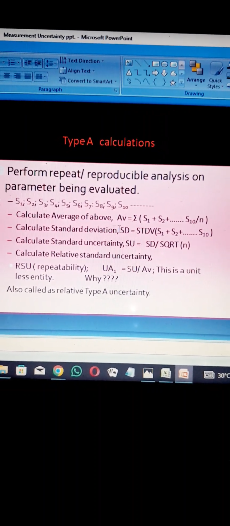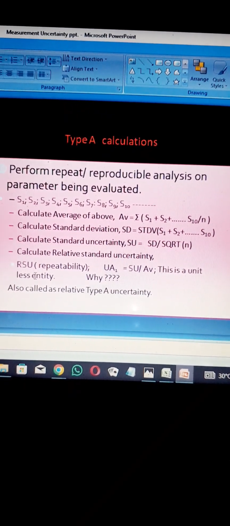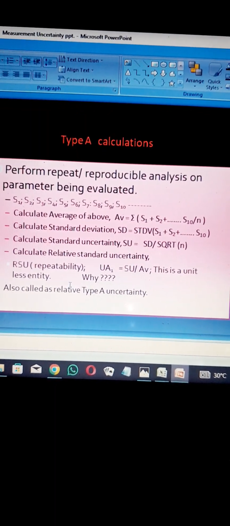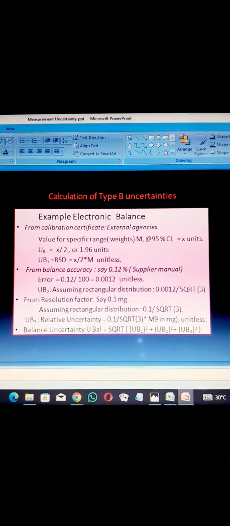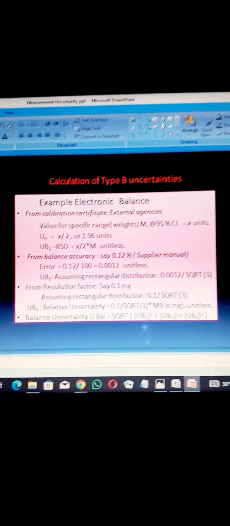Then calculate the standard deviation as per formula. Then calculate standard uncertainty. Then calculate relative standard uncertainty as per formula. It is also called relative type A uncertainty. Then come to type B, calculation of type B uncertainty.